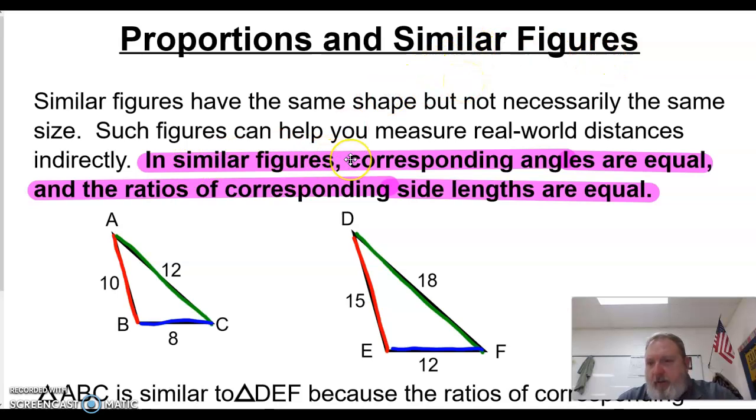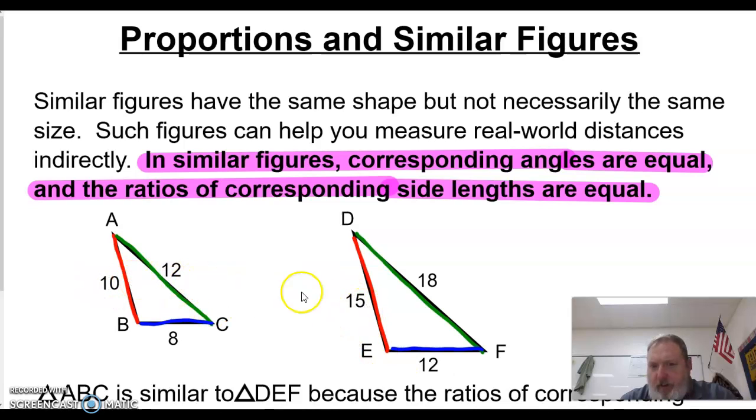This is one of our definitions from yesterday's homework. In similar figures, corresponding angles are equal and the ratio of side lengths are equal. So in other words, if you look at these two triangles here, you can see that this triangle is clearly bigger, but their angles, angle B and angle E, are the same. Angle A and D, those angles are the same. And C and F are the same. So they're similar size, similar proportion triangles.